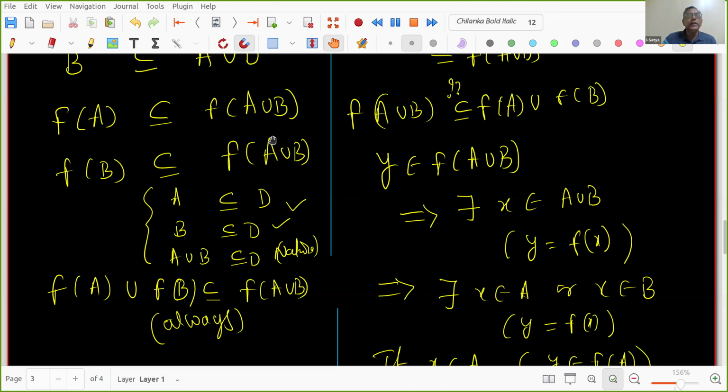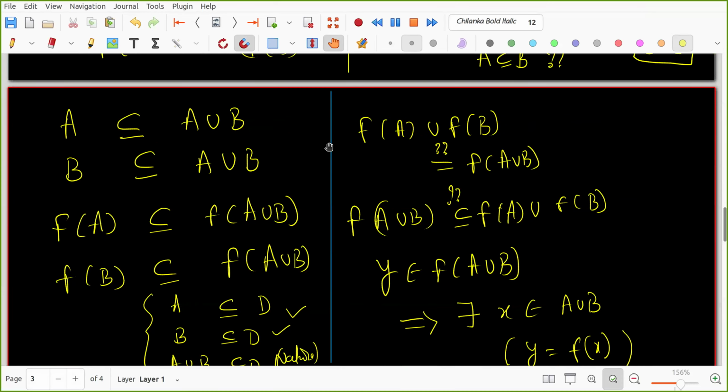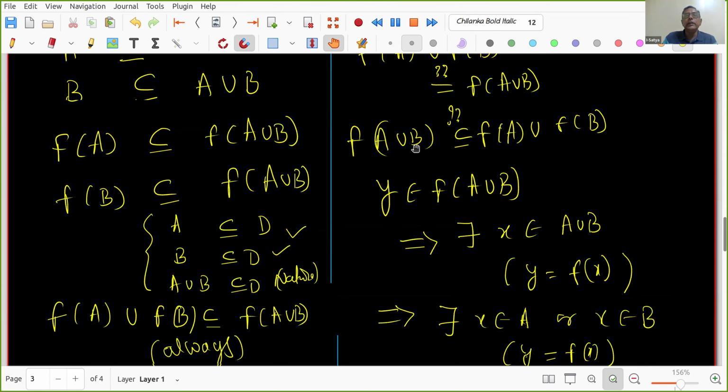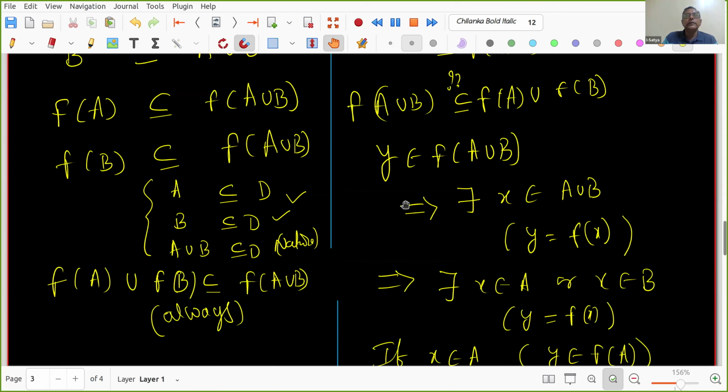What is it that you are proving now? Sir, f of A union B is a subset of f of A union f of B. Okay, so you are proving the second, tougher part. Let us take an element y that belongs to f of A union B. This means there exists x belonging to A union B such that y is equal to f of x. Since x belongs to A union B, this implies x belongs to A or x belongs to B, such that y is equal to f of x.